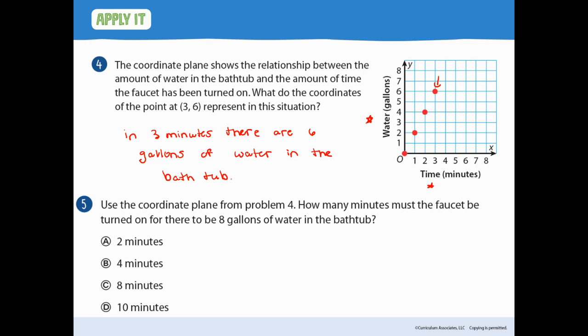Number 5 said, use the coordinate plane for problem 4. How many minutes must the faucet be on for there to be 8 gallons of water in the bathtub? So again, we've got to get to 8. And if I draw a straight line here, 8 gets me there. So what I'm trying to do is follow the line. I got to see how many minutes it needs. And if I draw that arrow straight down there, it is going to be 4 minutes. So my answer would be B.